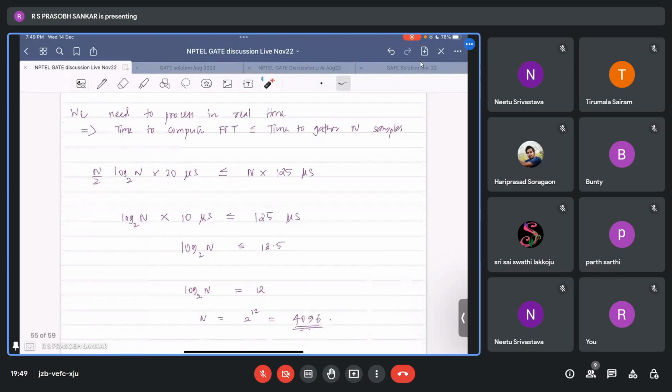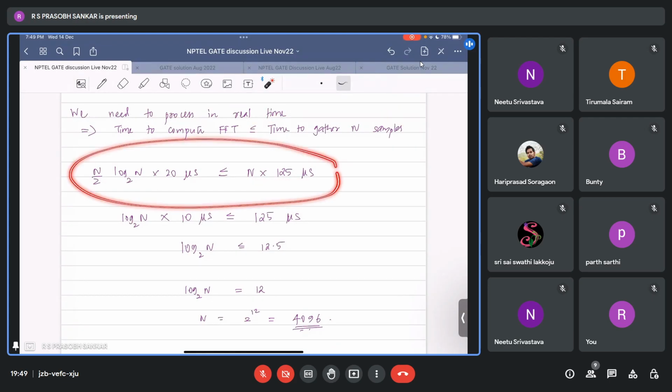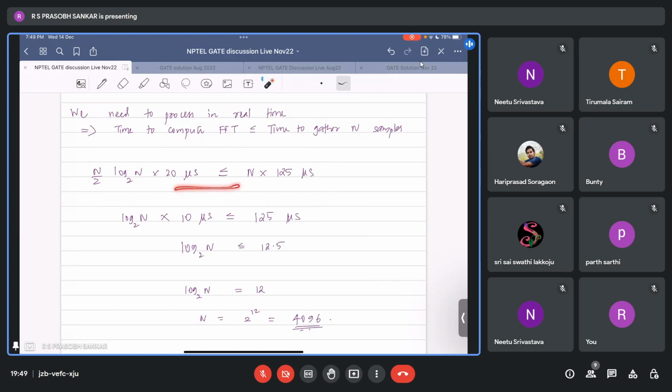Okay, right? So what do we have? Time to compute f of t is n by 2 log n times 20 microsecond, and time to gather n samples is n times 125 microsecond. We just need to find the maximum value of n so that this is satisfied. So we can simplify it like this.